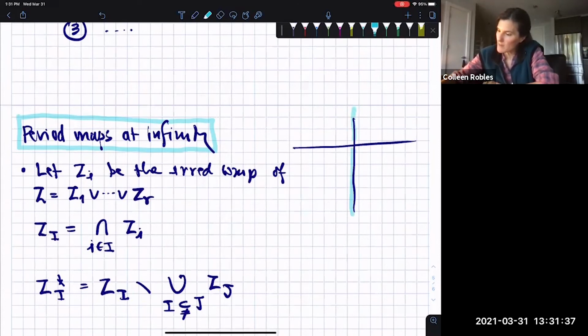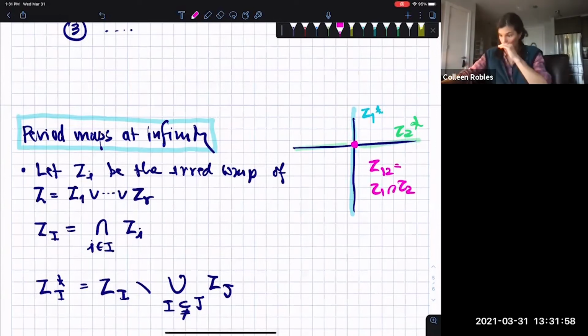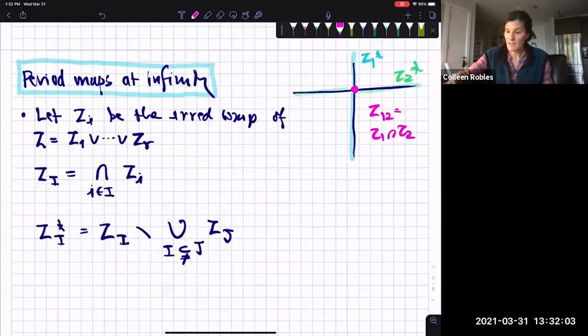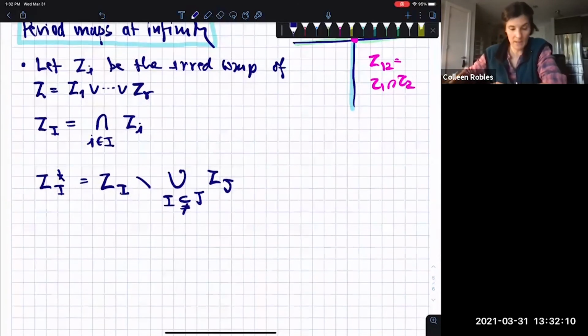So this is maybe Z1 star. Here's Z2 star, and finally here we have Z12, which is just Z1 intersect Z2. So on each of these open strata, we're going to get a variation of limiting mixed Hodge structure.